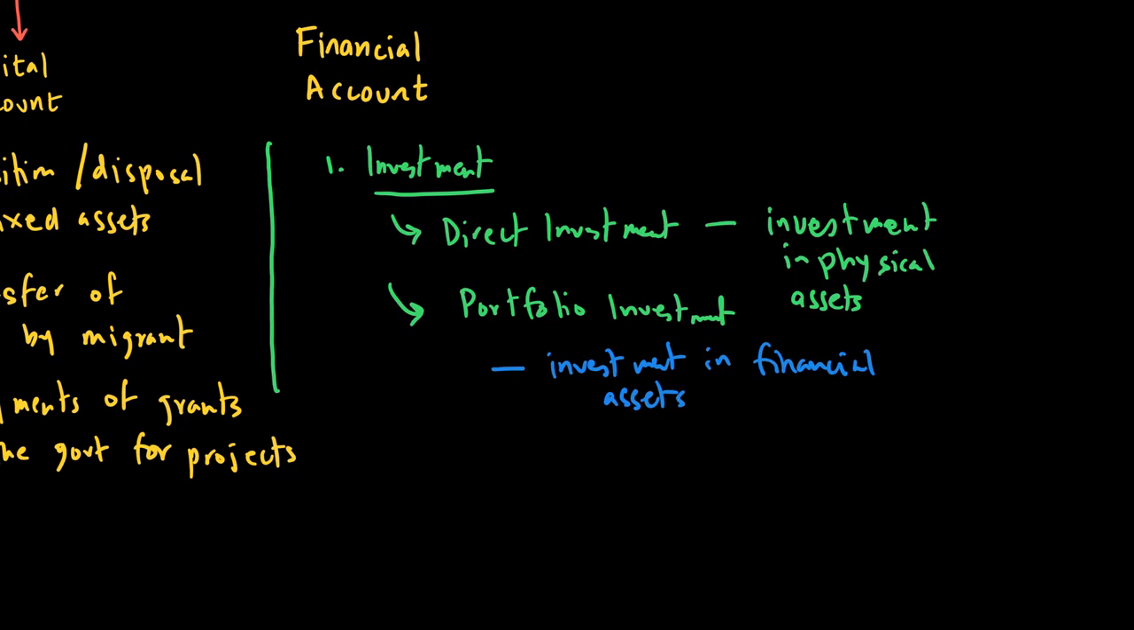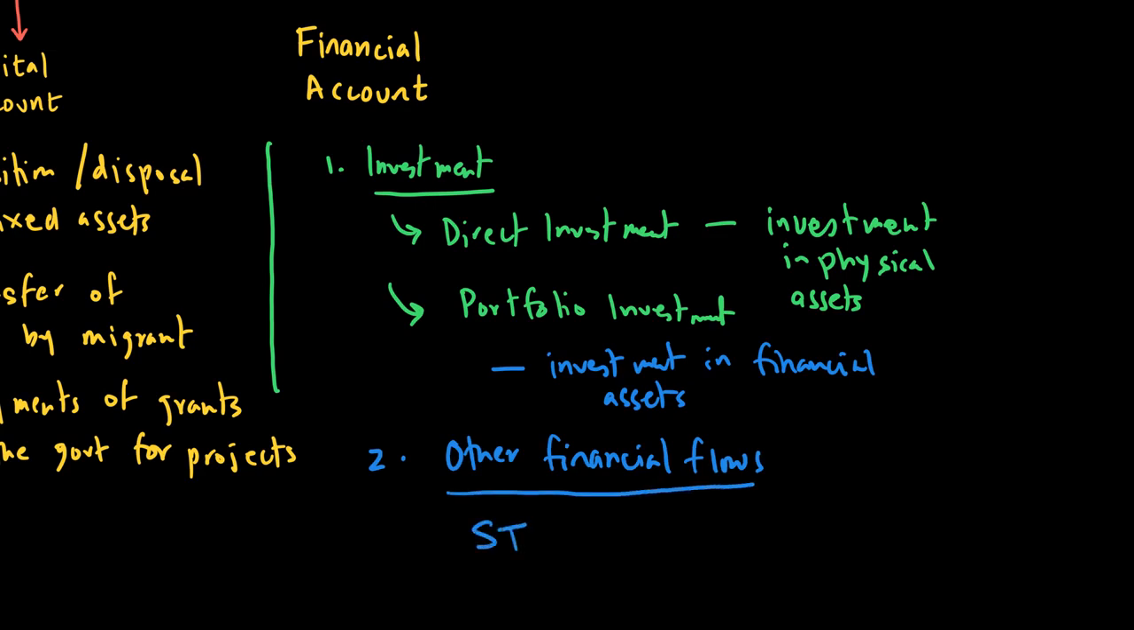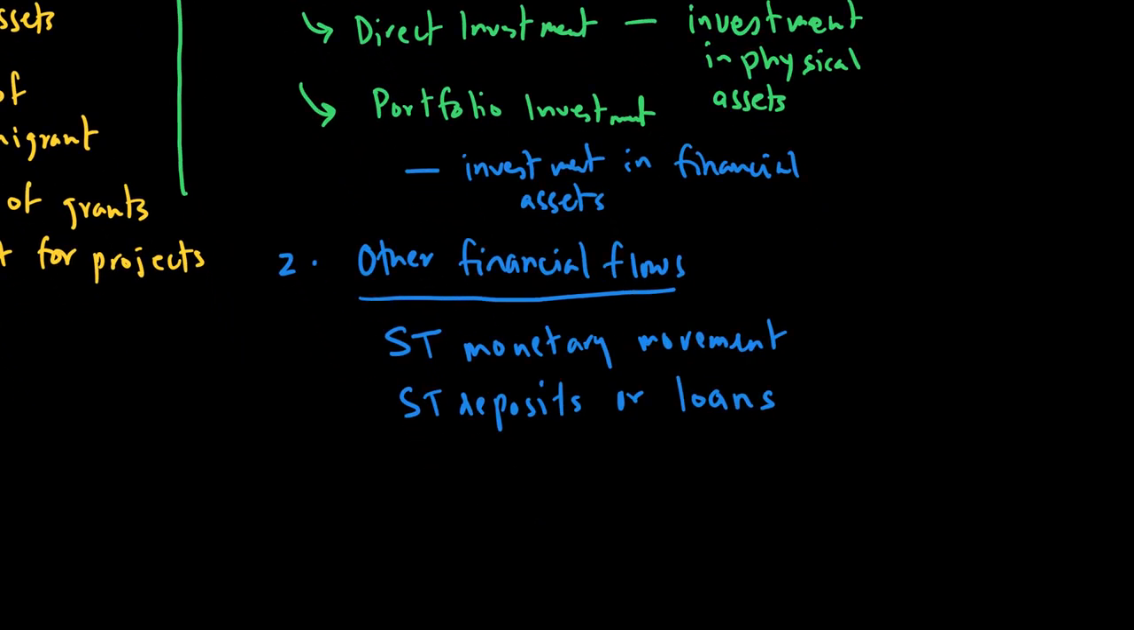The second section within what we call the financial account is what we call short-term financial flows or other financial flows. These other financial flows are basically your short-term monetary movement. ST means short-term monetary movement. Movement which happens between countries, and it may include your short-term deposits or loans. So, for example, if the interest rate in a country goes up and the hot money flows in, that hot money may be recorded as short-term deposits in the other financial flows account.